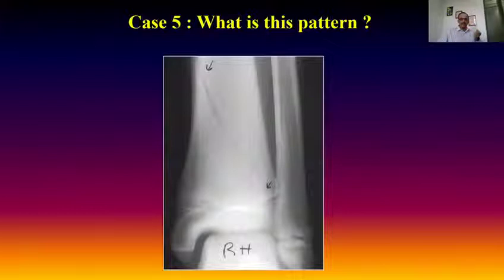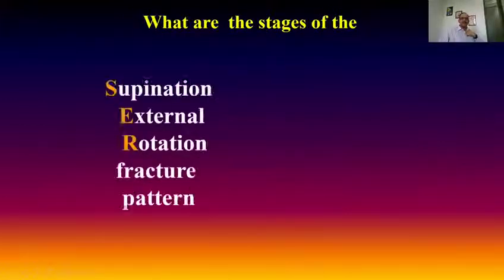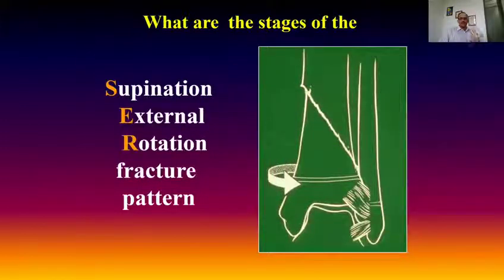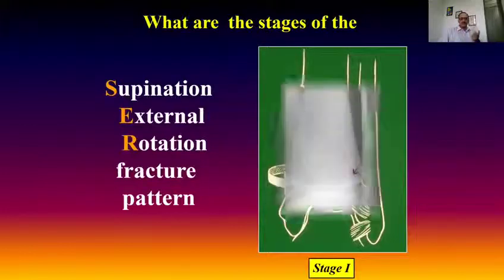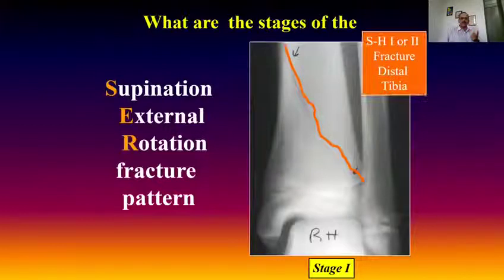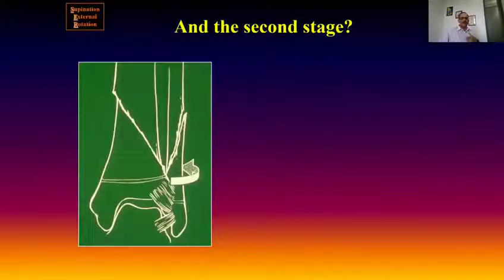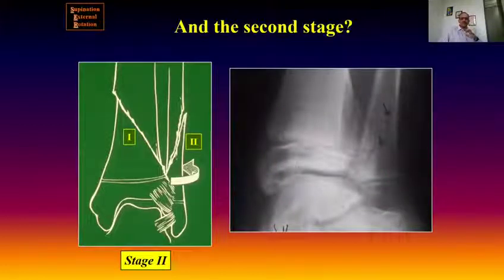What is this pattern? Here you can see a tibial fracture, which is a spiral fracture going from proximal to distal. This is called a supination external rotation fracture pattern, where the leg lies in external rotation. So it's a spiral torsional fracture where the tibia fails first in stage 1 and the fibula fails second in the second part of the injury. Unlike adults where the fibula fails first and the tibia fails later. So stage 2 is when the fibula fractures. Okay, so always look for the fibular fracture.